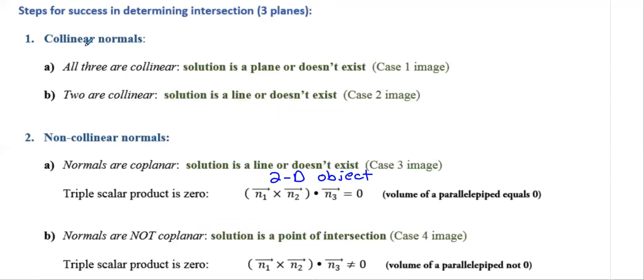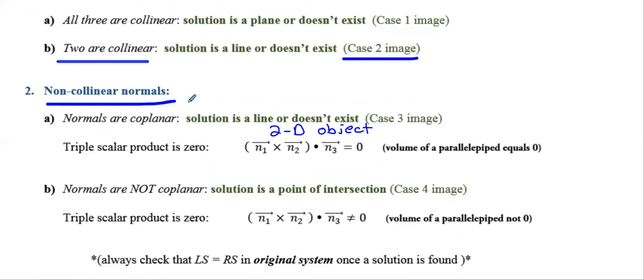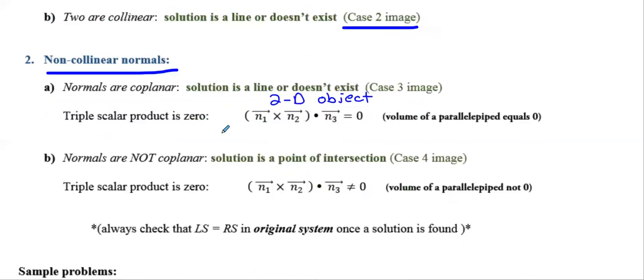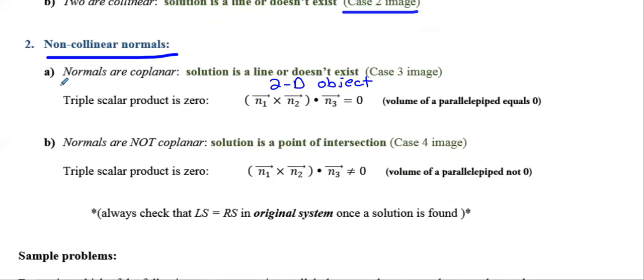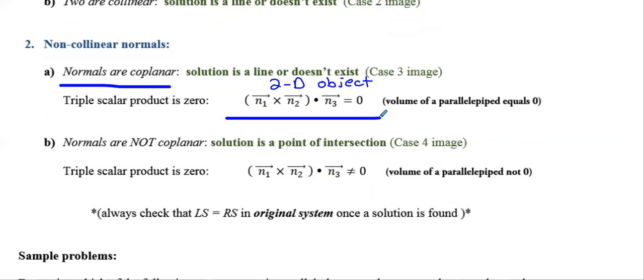So if the normals are collinear, then the solution is a plane or doesn't exist. So that's case one that I described earlier. If two of them are collinear, the solution is a line or doesn't exist. Again, that's case two. If they're non-collinear normals, then the way you determine if the normals are coplanar, solution is a line or doesn't exist, is this kind of situation.